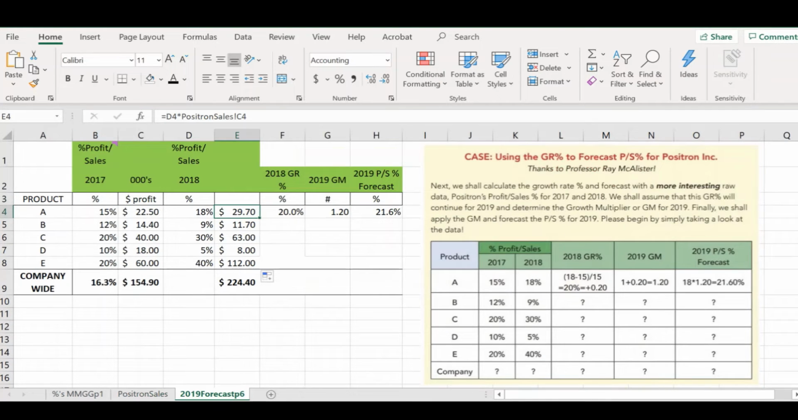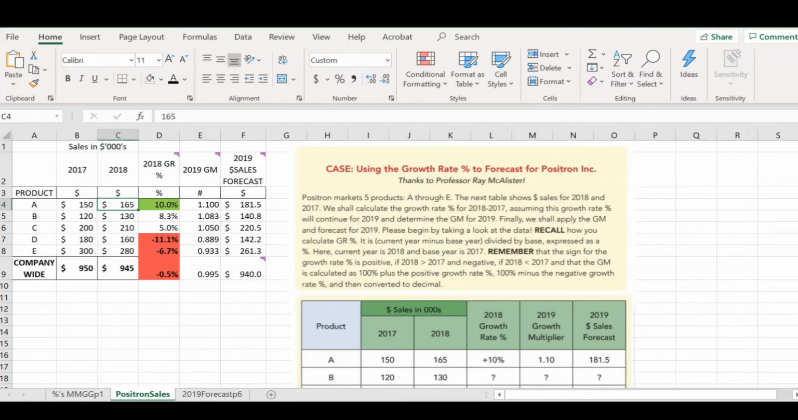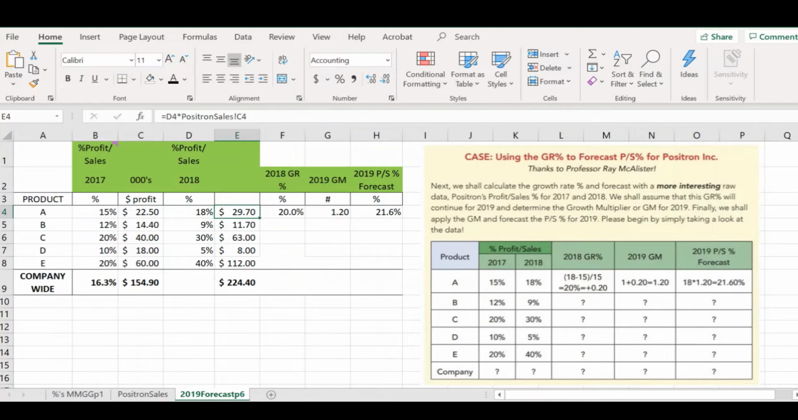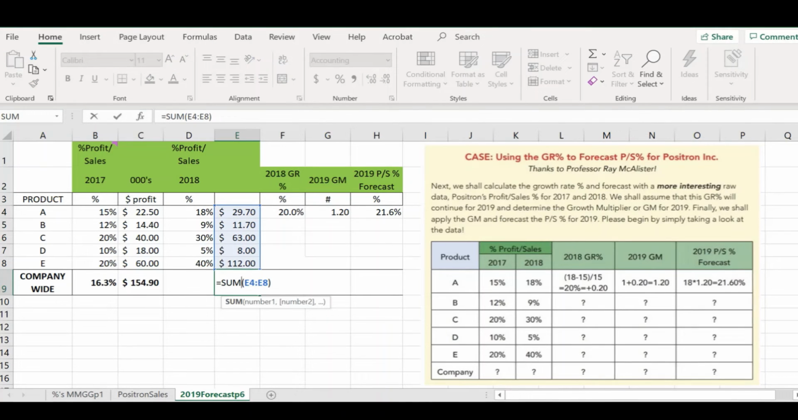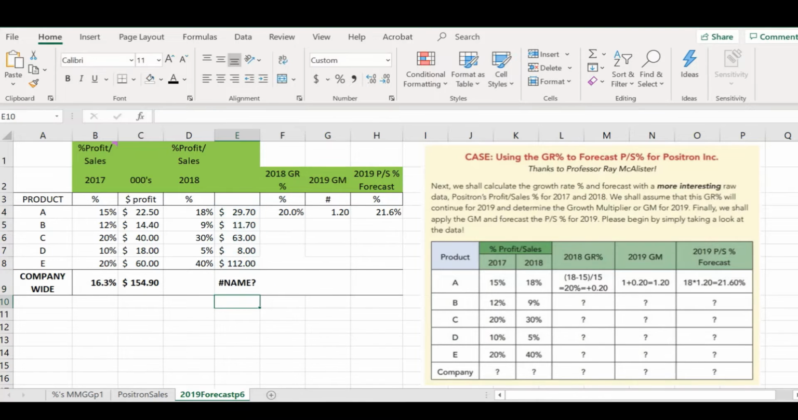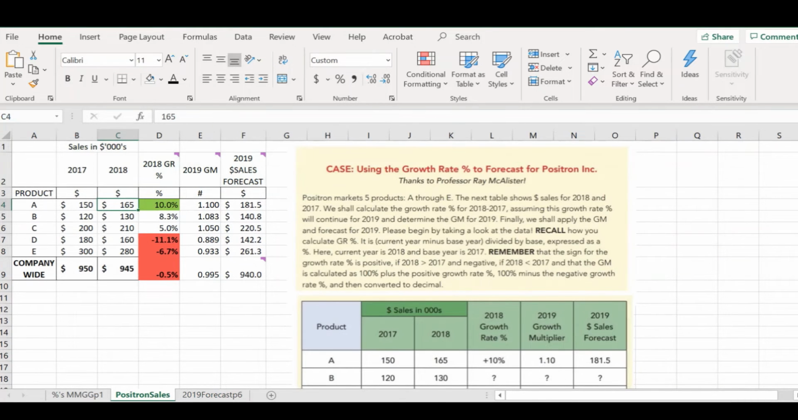So slow this down. Take a look at what I'm doing here. I'm multiplying this number times this number to get dollar profitability for product A in 2018. I do that all the way across for each product. Then I sum the total of all profit dollars. Then I take this company-wide profit and divide it by the sales I had for that year, 945,000.